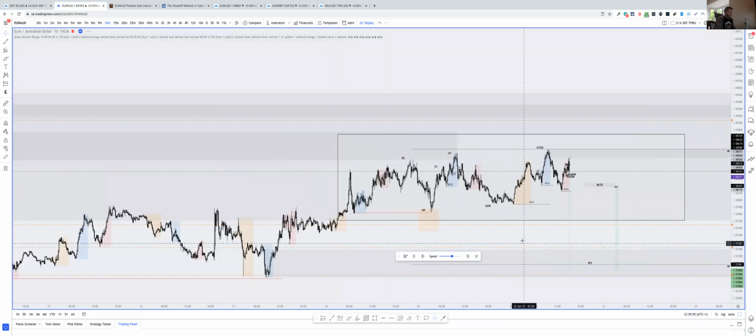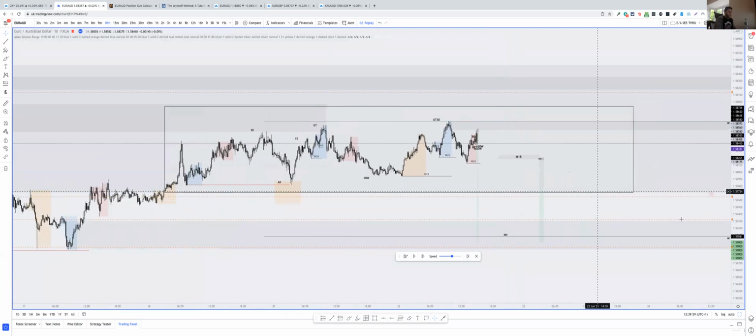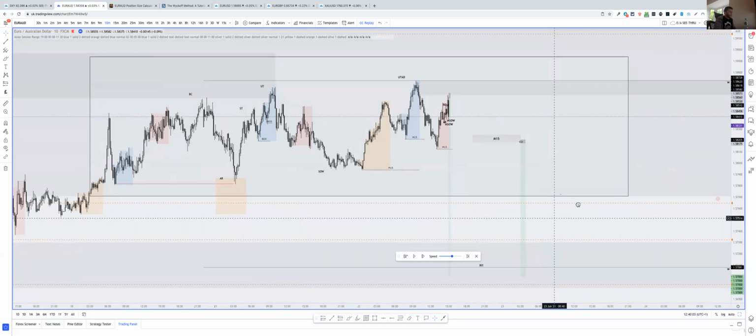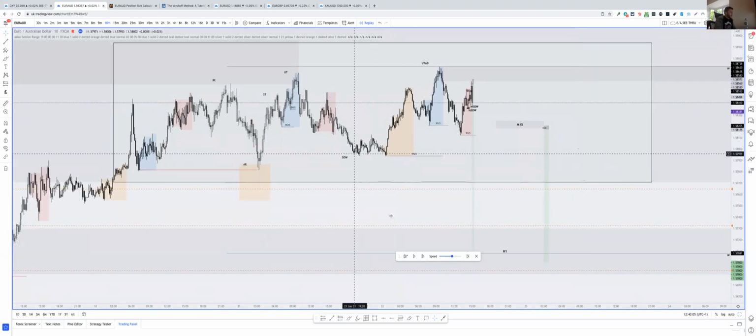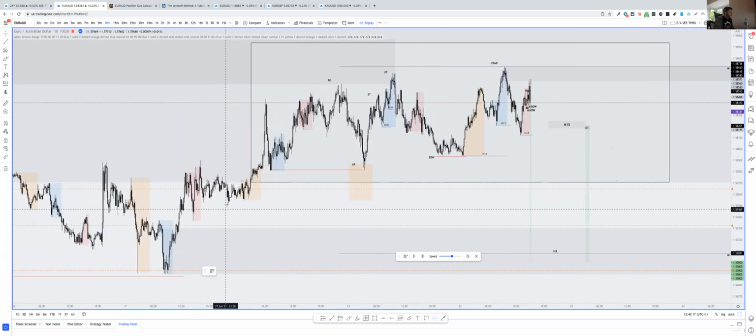why am I targeting 157? Okay. I'm not targeting 157 and just holding the trade. Okay. I am, of course, taking partials all along the way here. So we have this liquidity here. That's a partial there. We have this liquidity here, which is still actually mapped up. That's a partial there. We have this liquidity here, which is a partial there.